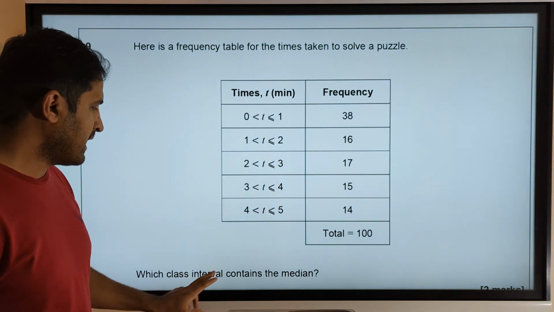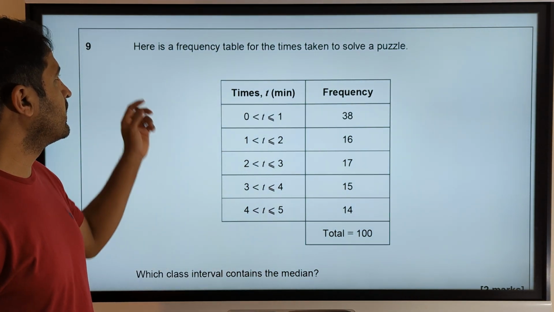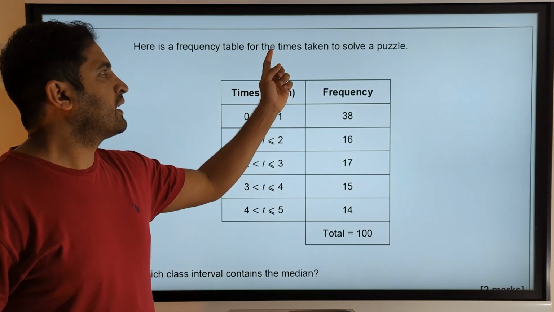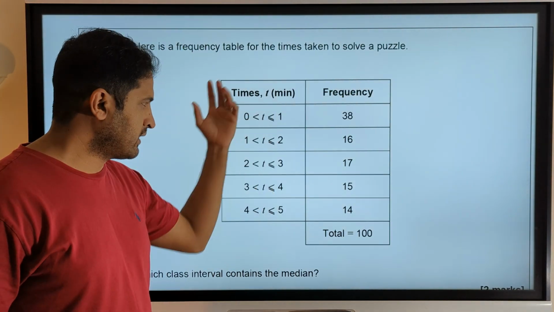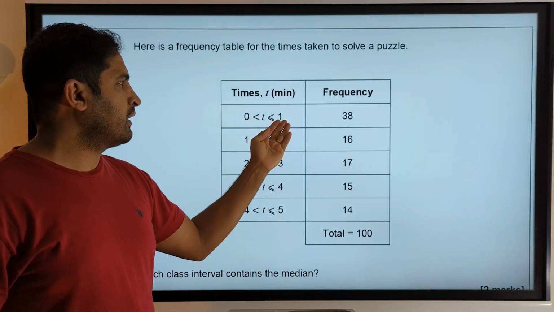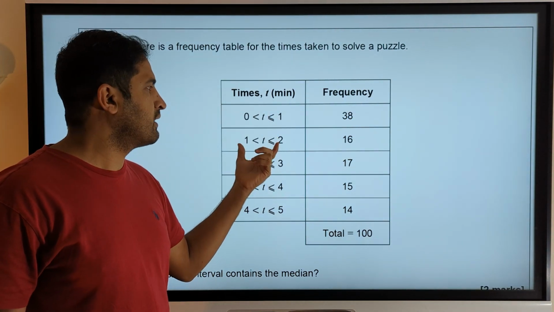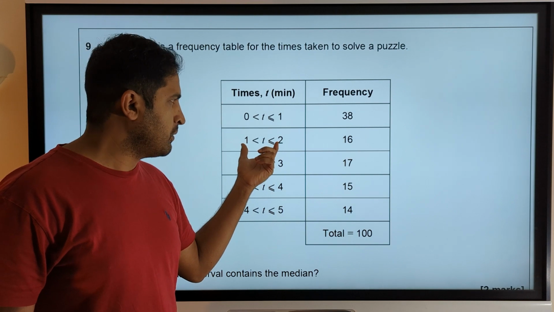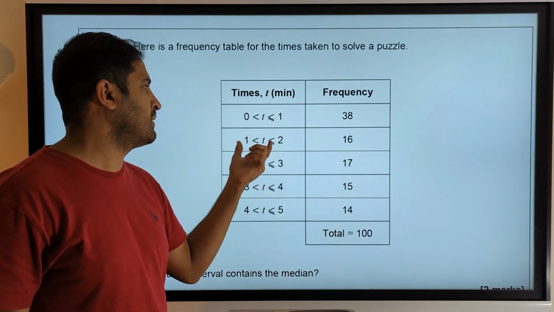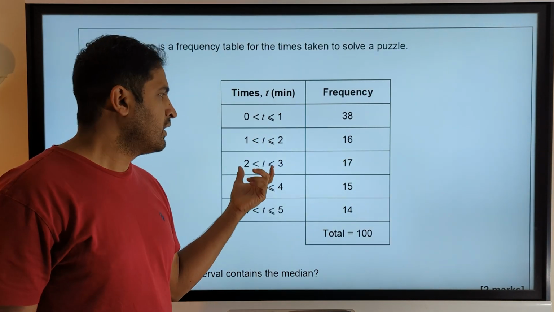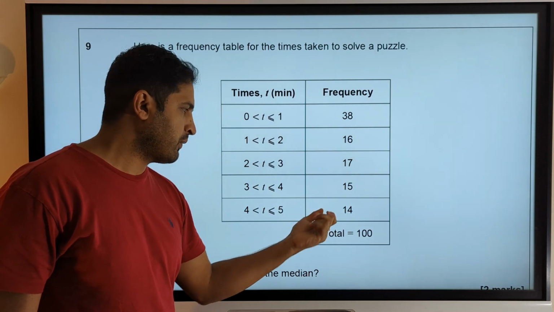Which class interval contains the median? So here's a frequency table of the time taken to solve a puzzle. That's 0 to 1 minutes for 38 puzzles, solved within 60 seconds. Within 2 minutes, 16 puzzles were solved between 1 and 2 minutes. 2 to 3, 17, 15, 14, and so on.